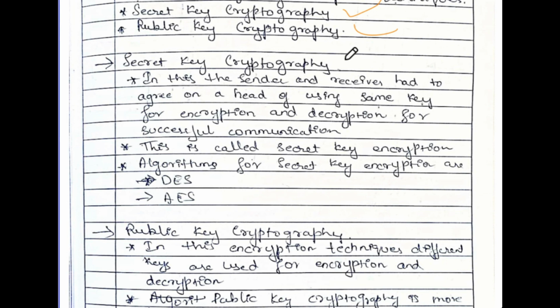Secret key cryptography: in this, the sender and the receiver agree on using the same key for encryption and decryption. This is called secret key encryption. Algorithms used for secret key encryption are DES and AES.